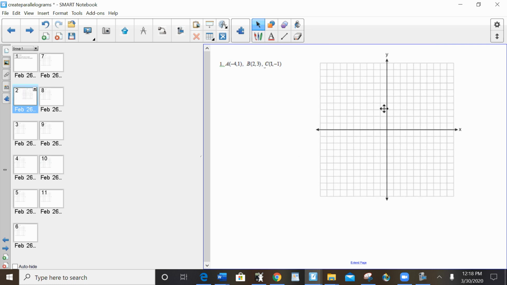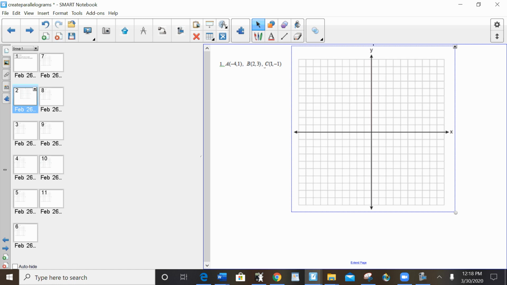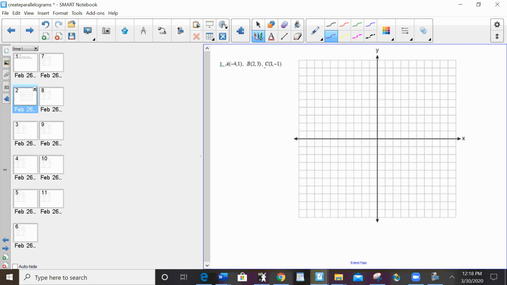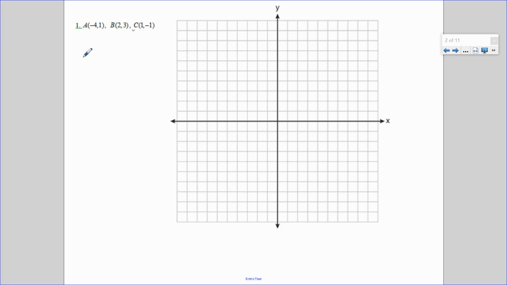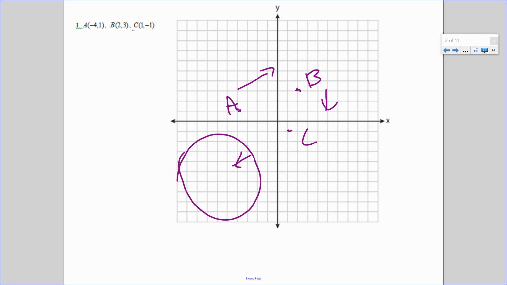So it wants me to find the fourth point to make this thing a parallelogram. So I've got A is negative 4, 1. B is 2, 3. C is 1, negative 1. Now, I know the letters must go in order. So if it's A, B, C, D, then D's got to be somewhere over there. So now where exactly is it going to go?